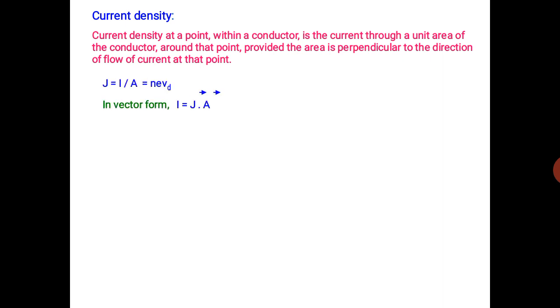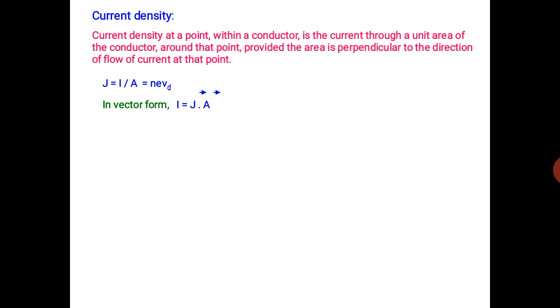This current density is denoted by the symbol J, and we can write current density as current per unit area, or current divided by area. From the previous expression, we can write current density J as n e Vd, where n is the electron density, e is the charge of the electron, and Vd is the drift velocity.